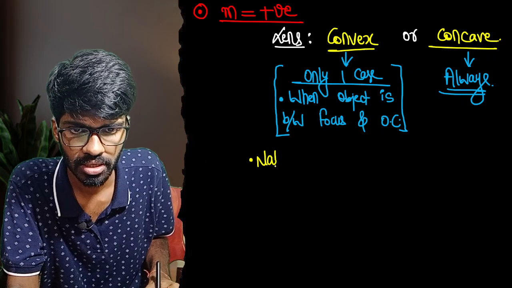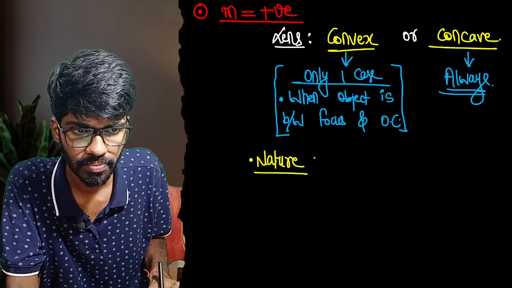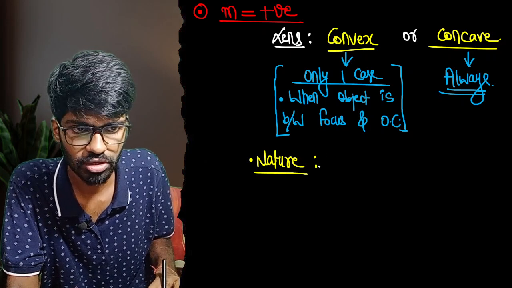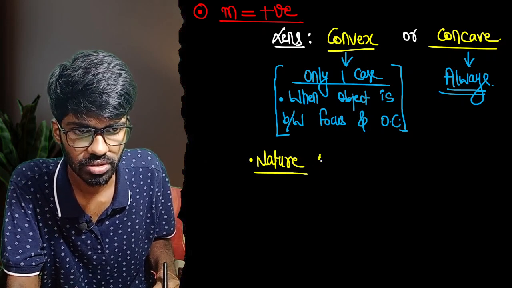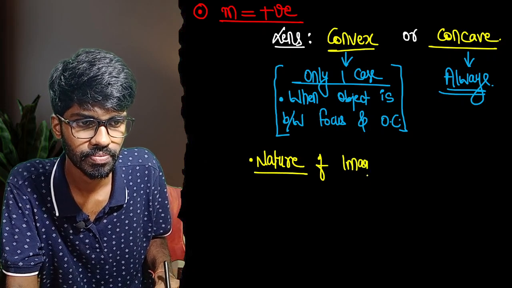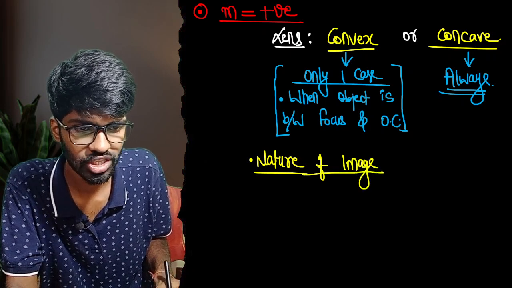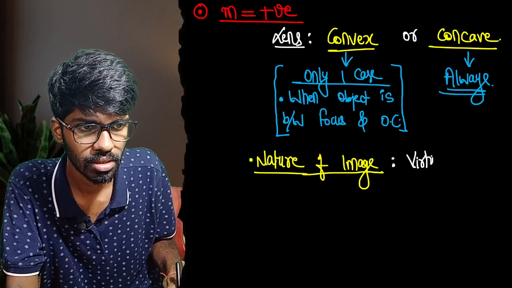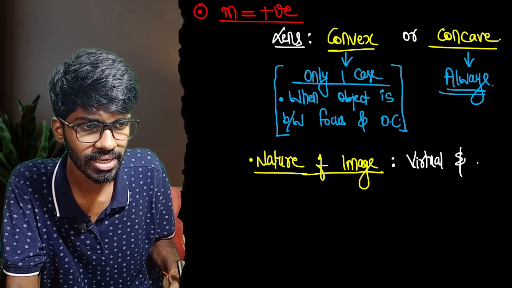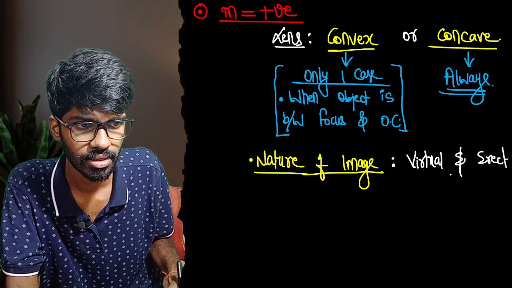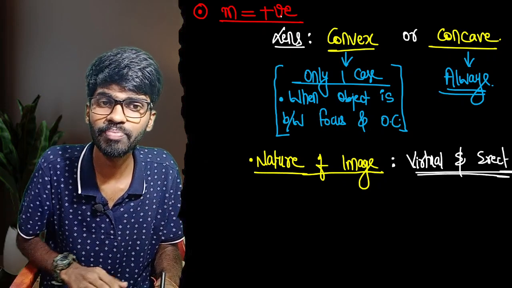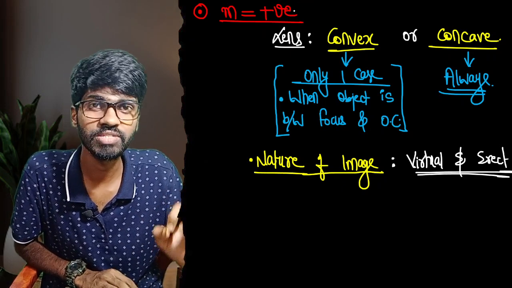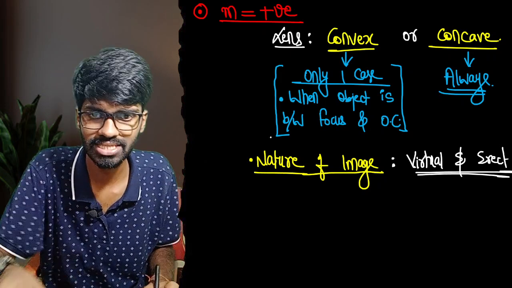Similarly, we can write about the nature of the image. The nature of the image will always be virtual and erect. You can conclude that if magnification is positive, then the nature of the image will always be virtual and erect. So this is an important case.